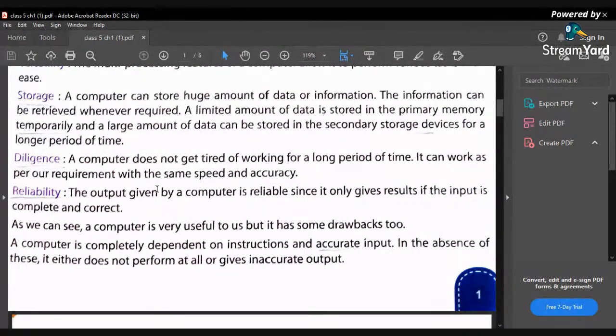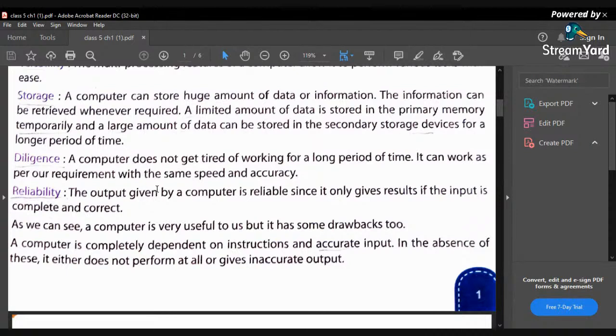A computer completely depends on its instructions. When you do not give instructions, the computer cannot do anything. So it depends on your instructions and accurate input. In the absence of these, it either does not perform at all or gives incorrect output.